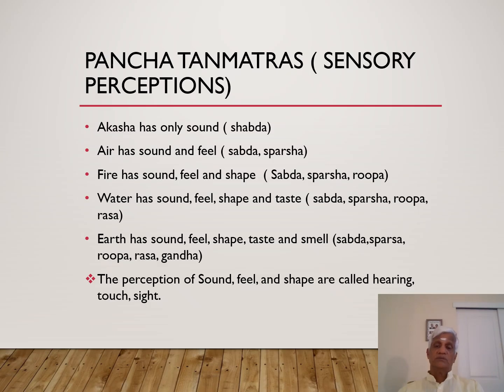As we all know, there are five sensory perceptions for human beings and other living beings also. They are called hearing, touch, sight, taste, and smell. The five sensory perceptions are associated with the five Panchabhutas or five elements. These perceptions are called Tanmatras. So they are also five in number, called Pancha Tanmatras.